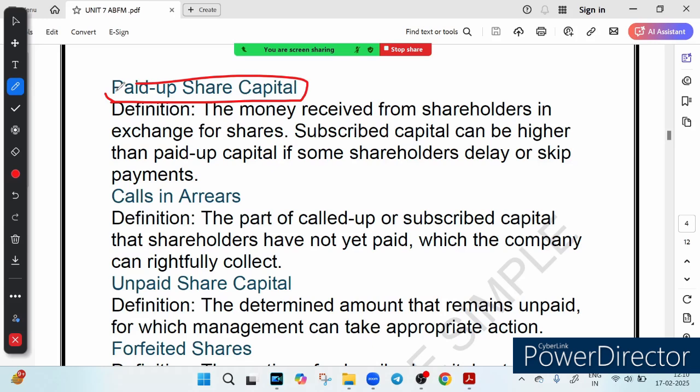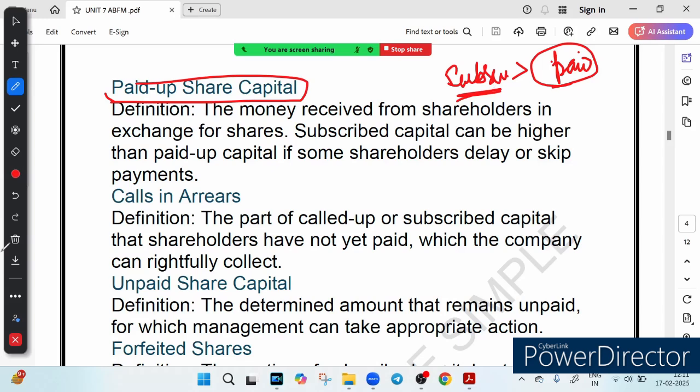So if some investor delays payment, the subscribed amount will be higher than the paid up amount. Because what is the subscribed amount? Subscribed amount is the amount that they agree to pay, but paid up amount is the amount that they have already paid. Since the subscribed amount is higher, it means that they have not paid in full, right? That is what it means.